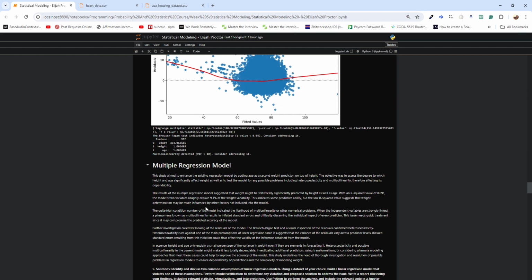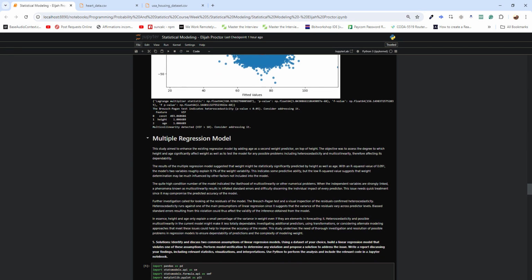So let's first talk about our study really quickly. We're aiming to improve the weight prediction model by adding age alongside height as predictors. Our results showed that both height and age are statistically significant factors in predicting weight, but they only account for about 9.1% of the variation in weight, as indicated by our very small R-squared value. This suggests that other important factors influencing weight were not included in the model.